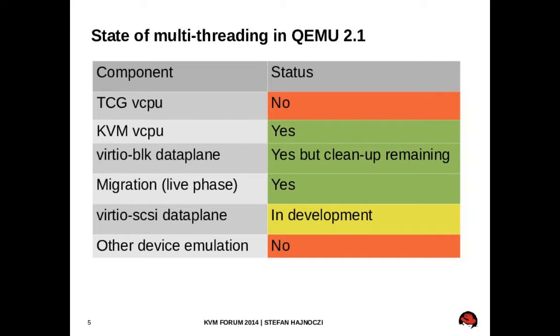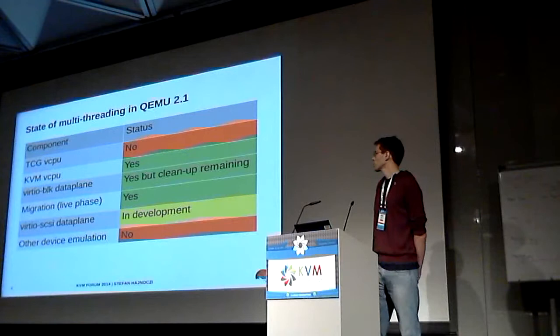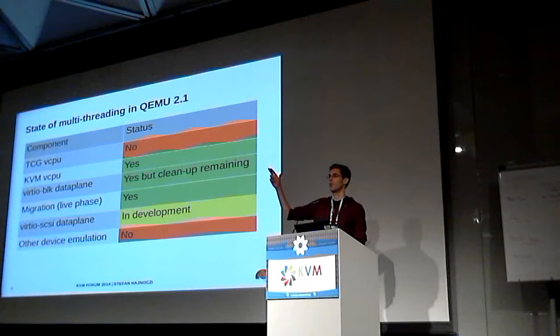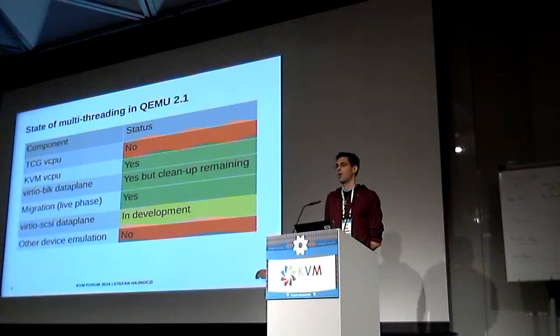Here's the status of multithreading in QEMU 2.1. As I mentioned, the KVM vCPUs, they happily run in parallel, so that's great. They are threaded. TCG is the just-in-time compiler. So if you want to run, say, ARM code on your x86 machine, the just-in-time compiler, TCG, translates those ARM instructions into x86 instructions and then jumps into that generated code.